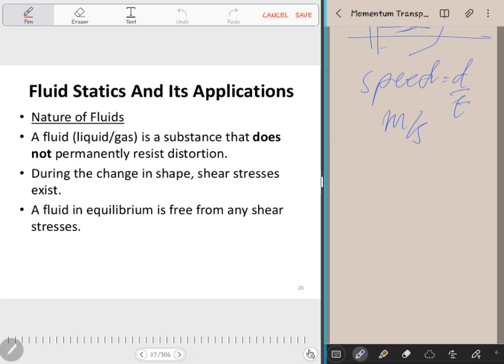Okay, so now we are here. Fluid statics in this application.